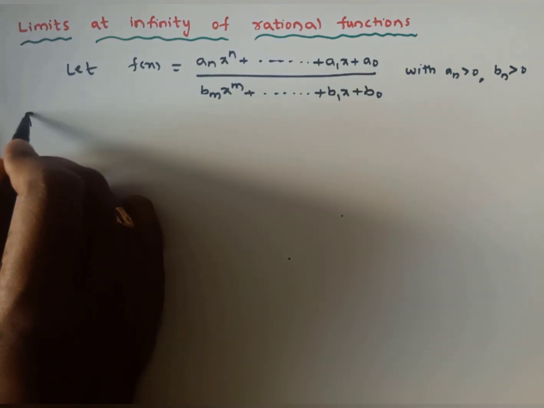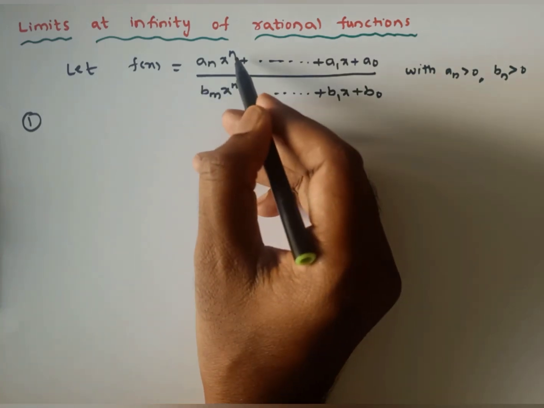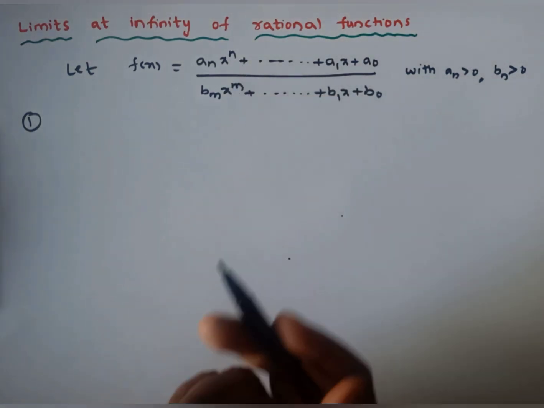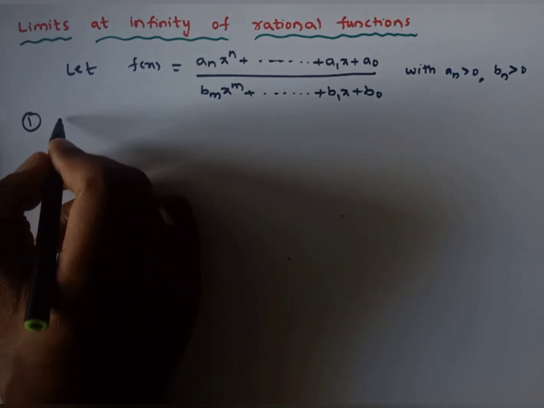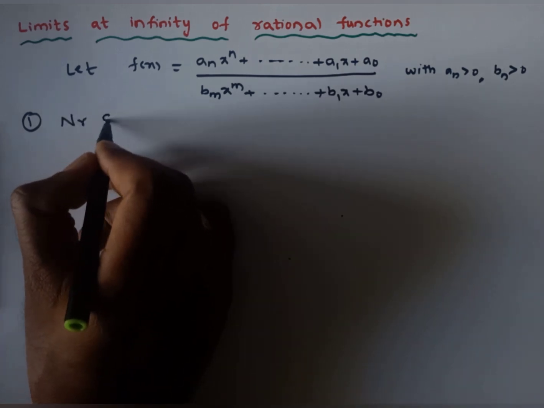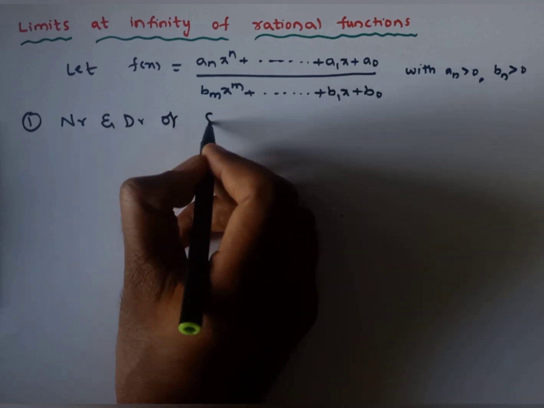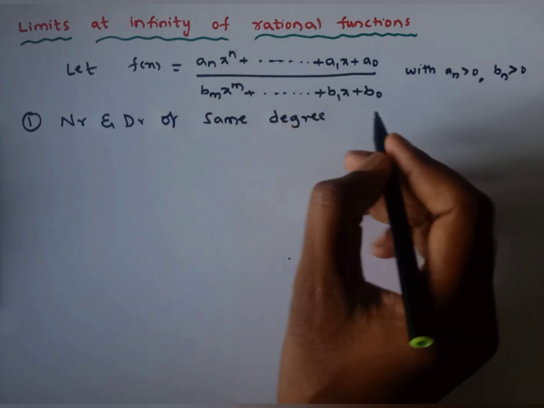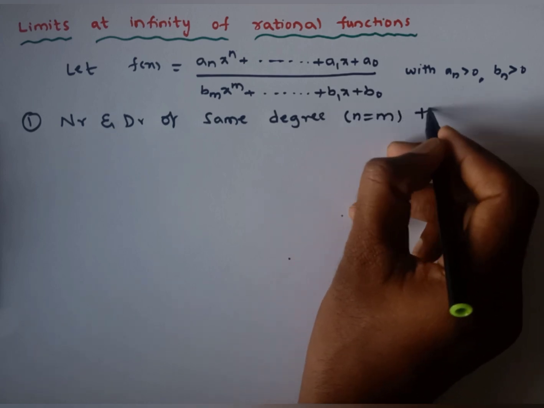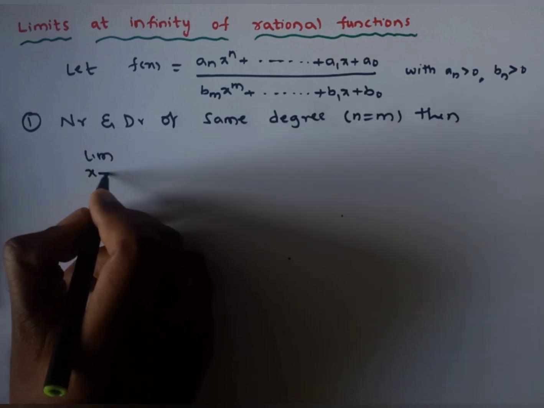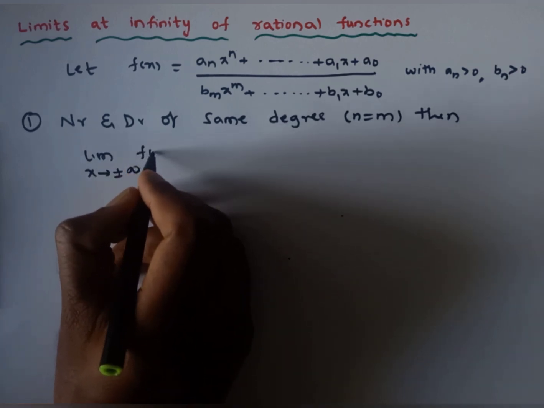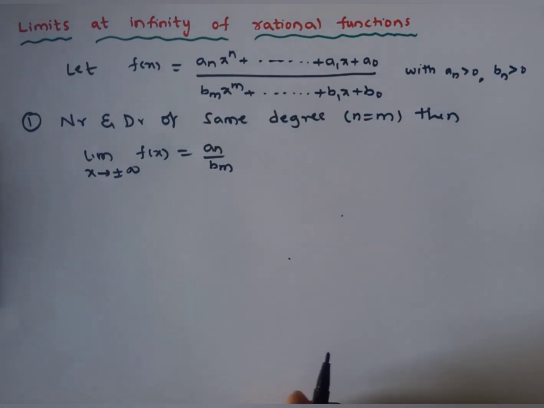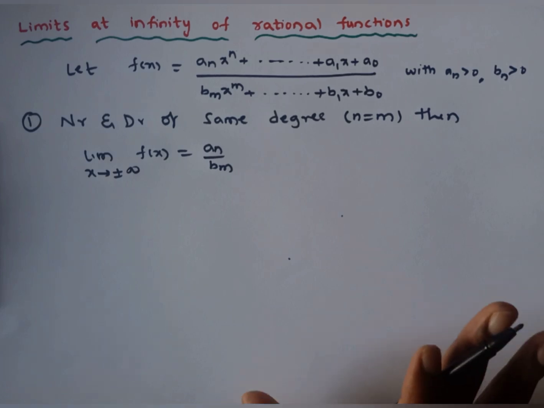Okay, so while doing this, maybe the degree of the numerator and denominator are the same, or the degree of the numerator is less than the degree of the denominator, or the degree of the numerator is greater than the degree of the denominator. First, let us consider the numerator and denominator of the same degree. Same degree means n and m are both the same, then n equals m. In this case, the limit as x tends to plus infinity or minus infinity, f of x is always the leading coefficients an by bm. Limit x tends to plus or minus infinity, f of x is an by bm only.